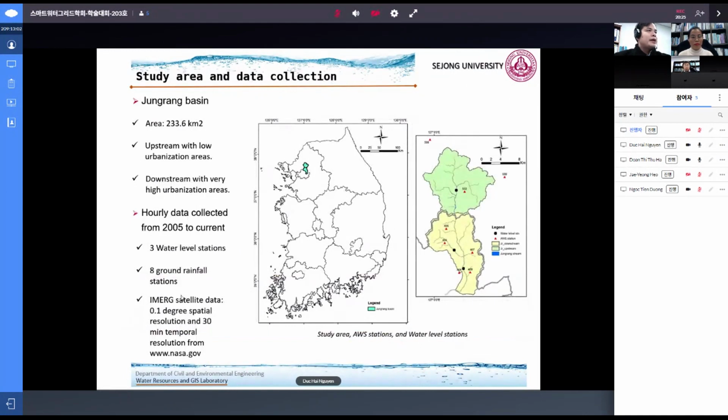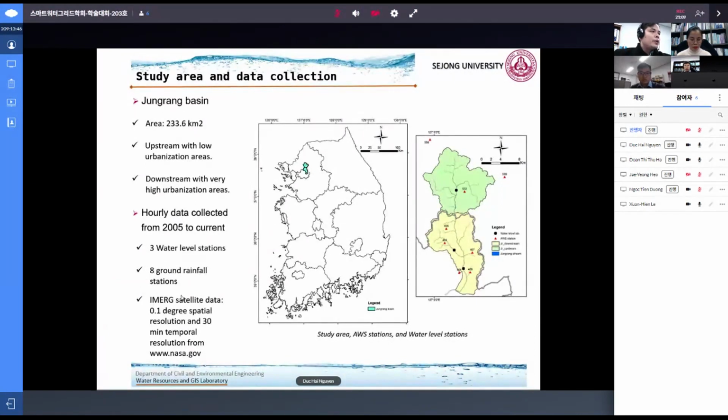In the next section I will talk about study area and data collection. We are at this step now, and first I will introduce the Chungrang Basin. This basin has an area of 233 square kilometers, with a low urbanization area upstream and very high urbanization areas downstream.